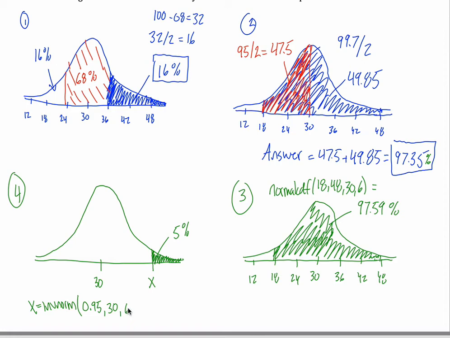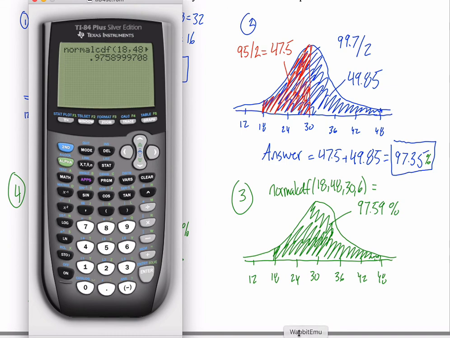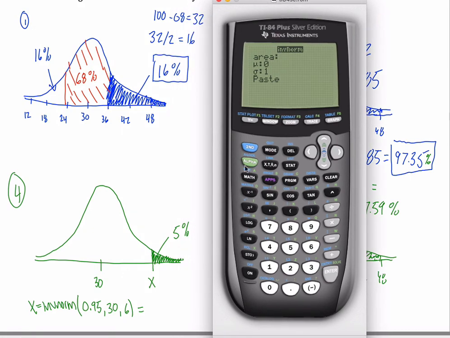My mean is still 30. My standard deviation is still 6. The inverse norm function on your calculator wants area to the left, the center, and then the spread. And if you type those all into a calculator, I guess first note that it's in the same menu, second then variables to get into the distribution menu. Then go down to inverse norm. And the area it means to the left, the center, and the spread. Hit paste, it'll spit out an answer.